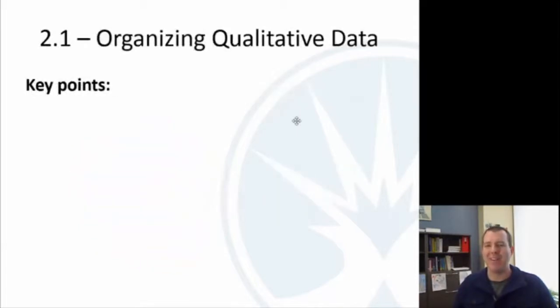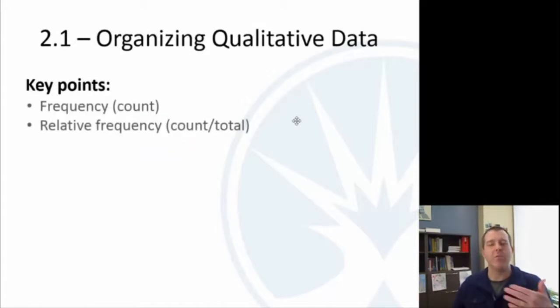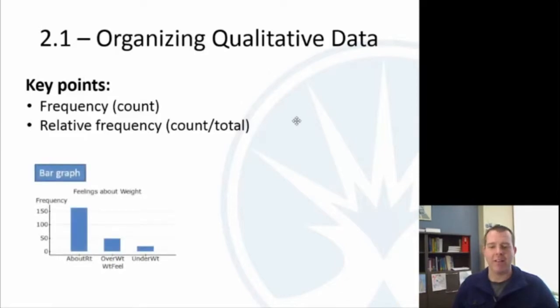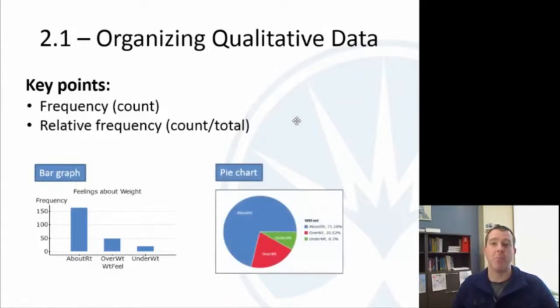All right, so key points here from this first section, 2.1. We've got frequency, which is just the count, how many are there, and then relative frequency is basically the percent, what percent of the total. So you take the count over the total. We have bar graphs, and by the way, I mentioned earlier the Pareto chart. The Pareto chart is just ordered by frequency, so they're highest to lowest. So bar graphs and pie charts are the main graphs from this section.